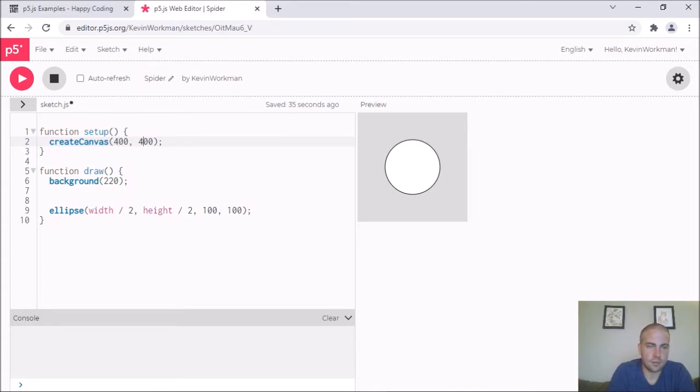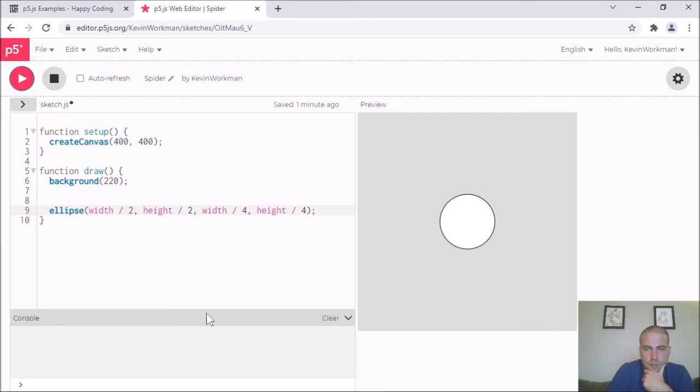So instead of using this hard-coded 100, 100, what I want to do is use the width and height variables again, and maybe I'll say width over 4 and height over 4, maybe. I'm just kind of guessing. I don't really have a good sense of exactly what size I want it, but I'm just going to try something.